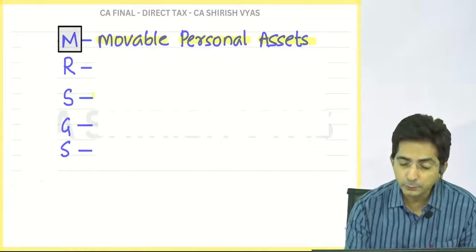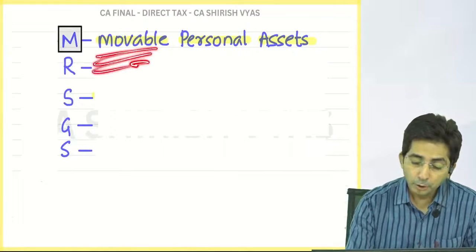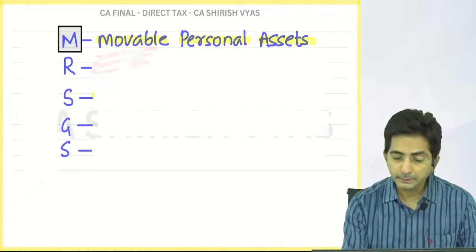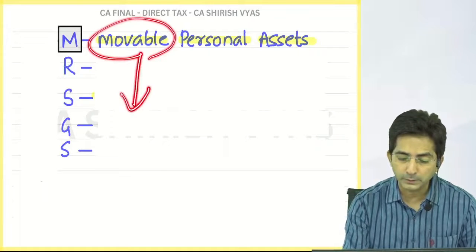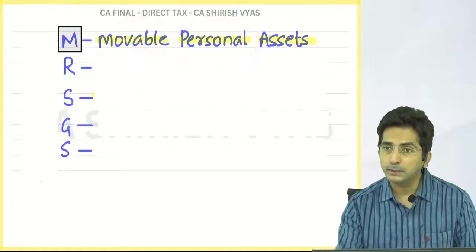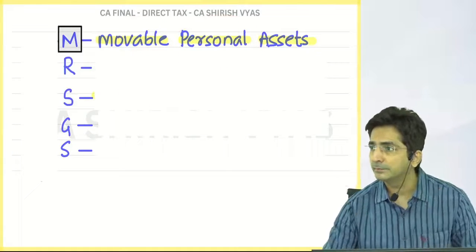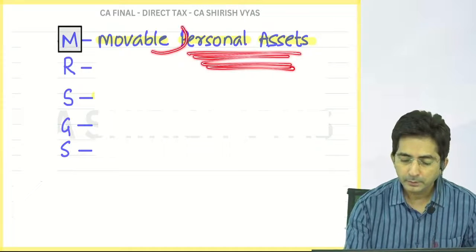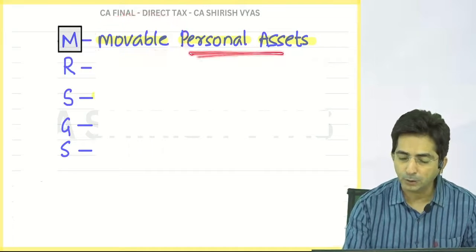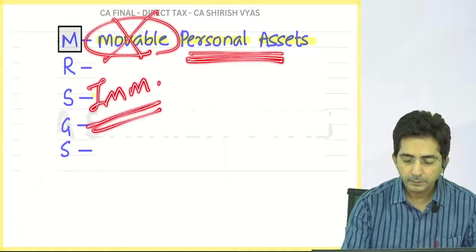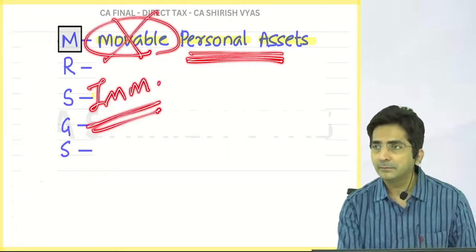But one thing did you notice? Movable personal assets. So do one thing, make this word movable opposite and then make the word personal opposite. Make it opposite, the thing will change. I'll do one thing, keep this constant. Keep personal asset constant. Instead of movable, what if it is immovable personal asset?